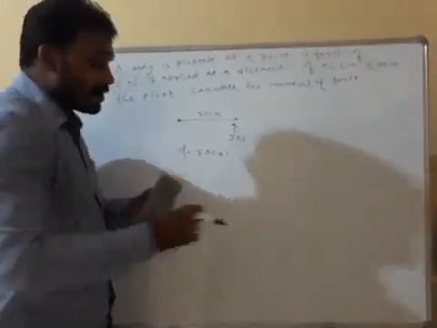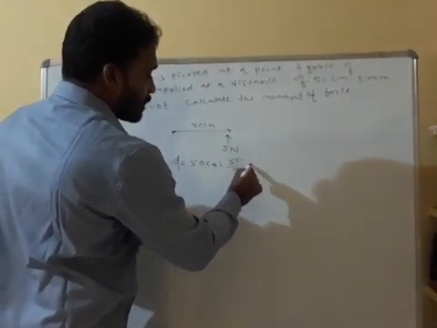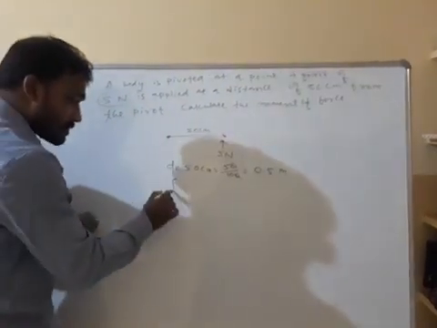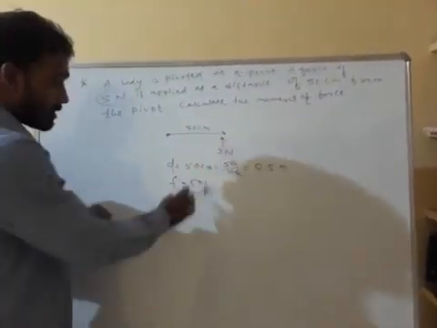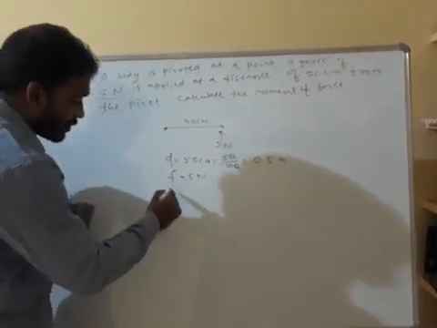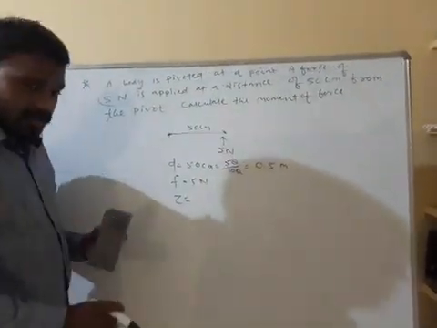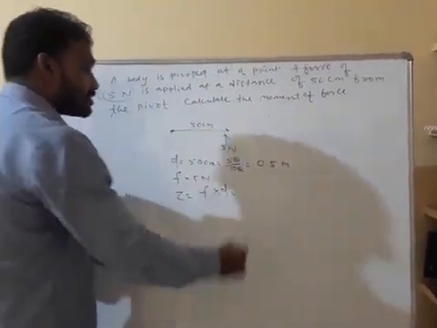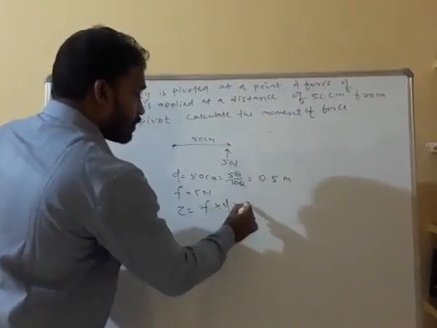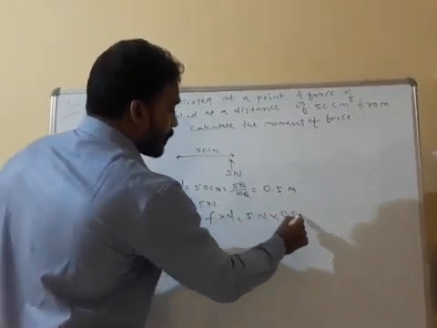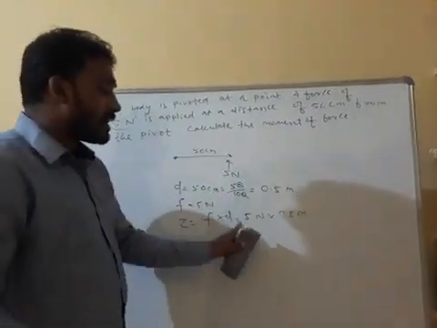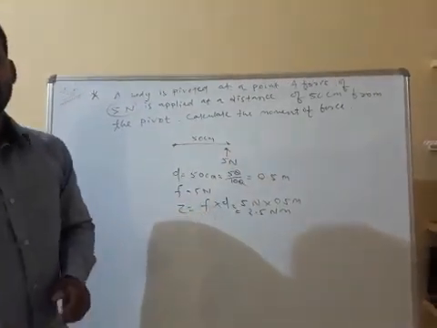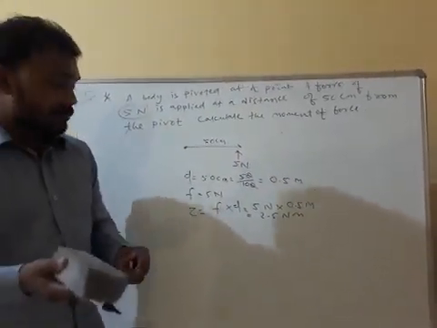Centimeter is not the SI unit, so convert into SI unit. 50 by 100 is equal to how much? 0.5 meter. Whereas force is how much Newton? 5 Newton. Now tau means moment of force. Moment of force is equal to the formula what? F into d. F is 5 Newton into 0.5 meter. When you multiply, what will you get? 5 into 0.5, 2.5 Newton meter. Understood or not?